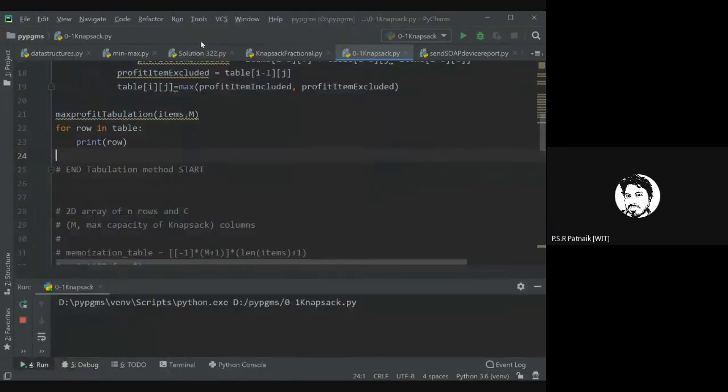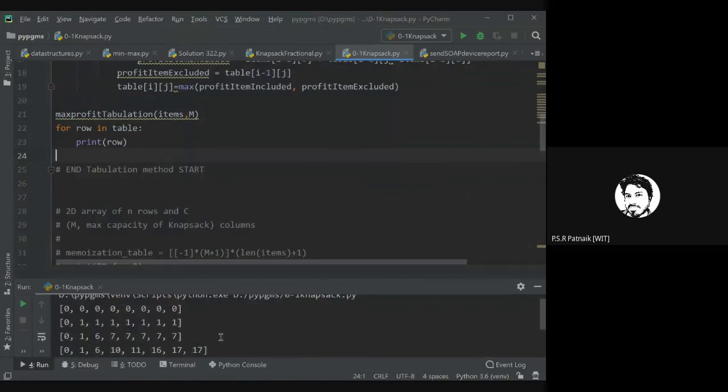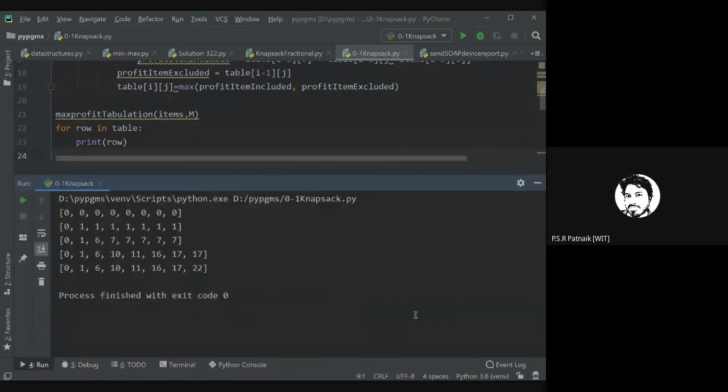Okay, we'll run it. Do you see this value? Does this table match with what we have calculated? Can you just confirm? Okay, so it does match, right? So that's the maximum profit we get.